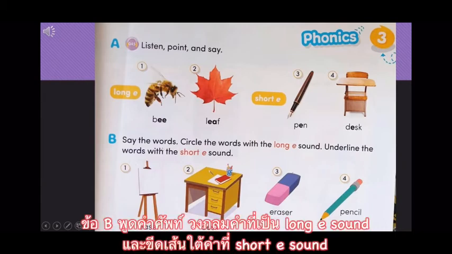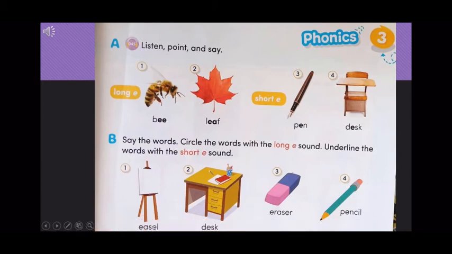Okay? Now, go to letter B. Say the words, and circle the words with the long E sound. So, if the word has the long E sound, you have to circle the word. But if the word has the short E sound, you have to underline the word. Okay, number 1, we have easel. Easel. Is it long or short? If it's a long sound, you have to circle it. If it's a short sound, you have to underline it.